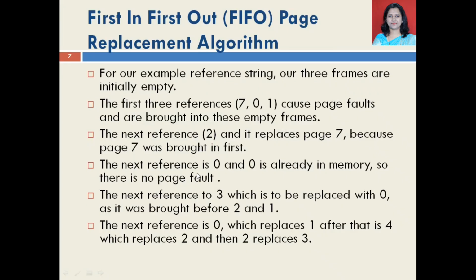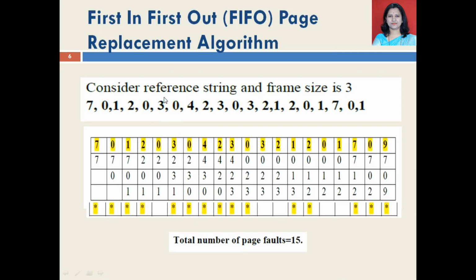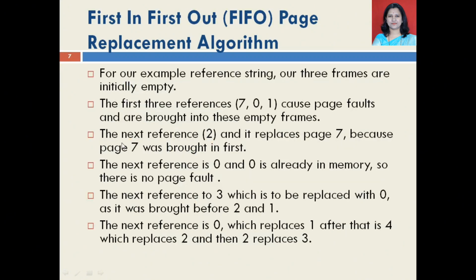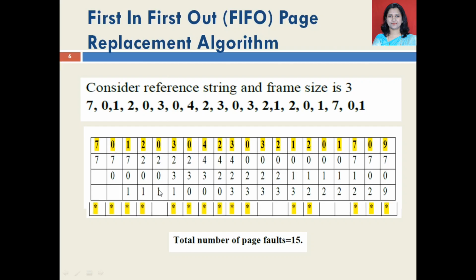Now the next reference is 0. We can see the next reference is 0, and 0 is already there in memory, so there is no page fault here. We have 7, 0, 1, then 2, then 0. So 0 was already there, so for placing this 0 there will be no page fault.